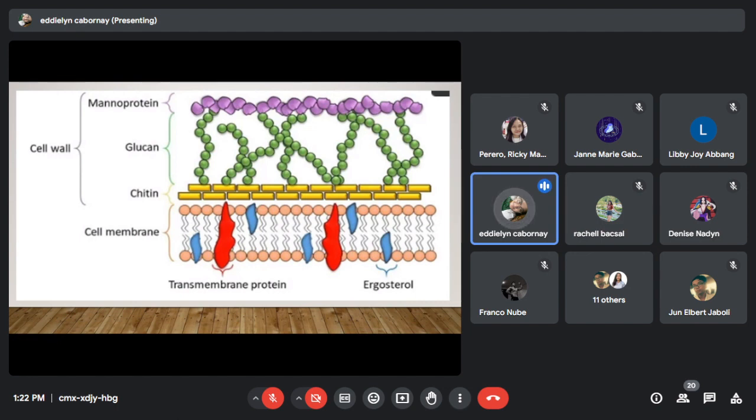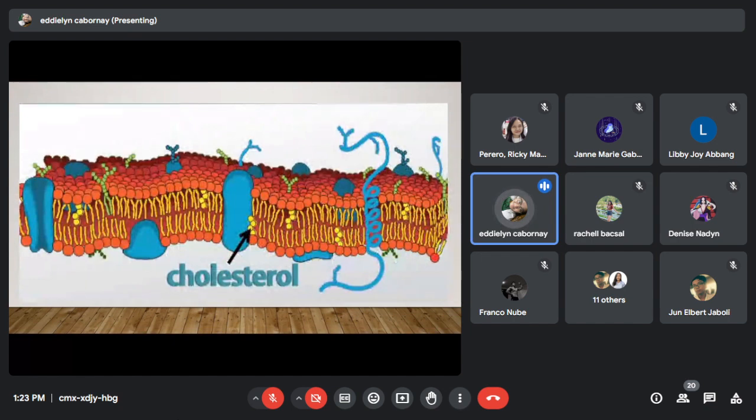Okay, so as I said earlier, the sterol is used as a stiffening agent. So in the fungal cell, the specific sterol that is present is ergosterol. It enhances the stability of the membrane and contributes to its barrier function. So this is the fungal cell, and the next picture is the human cells.